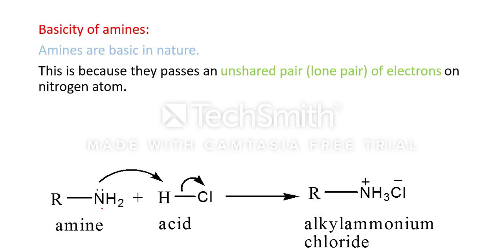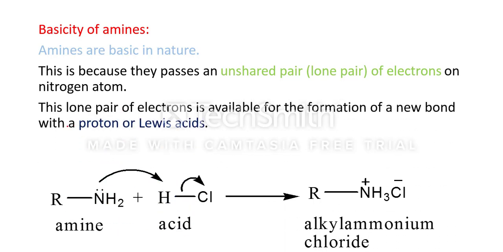Here are the amines. This is an amine: R single bond NH2. Amines contain a lone pair of electrons. That's why they are basic in nature. This lone pair of electrons is available for the formation of a new bond with a proton or a Lewis acid. With a proton or Lewis acid means amines are basic in nature.